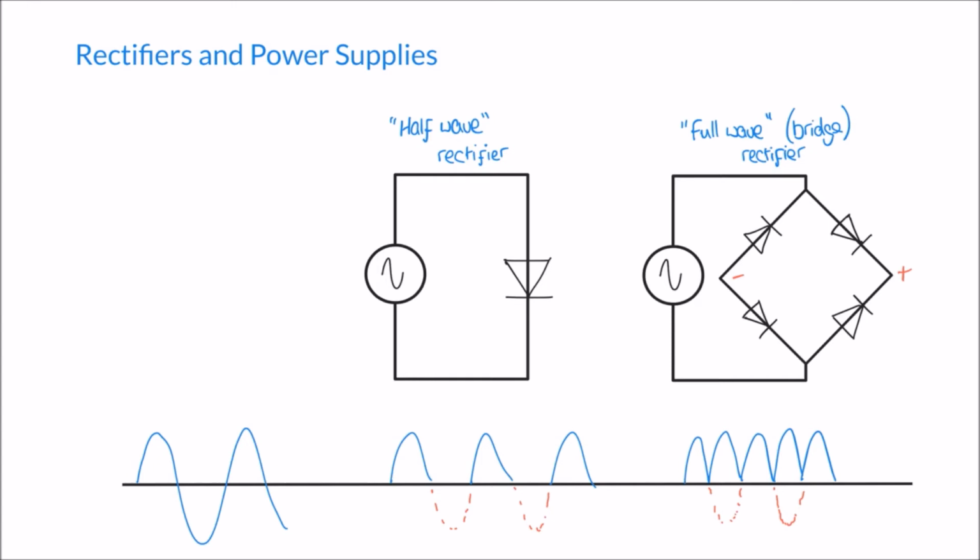And the advantage of this now is that we're actually making use of the full waveform. The other advantage is also that we don't have these big gaps that we had in the half-wave rectifier. The waveform is still pulsing, but it's a lot more consistent than the half-wave rectifier in the case of the full-wave rectifier.